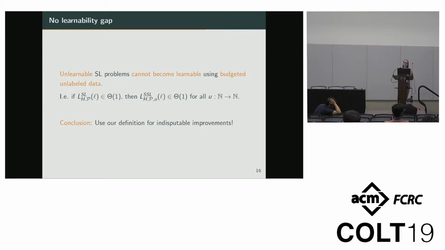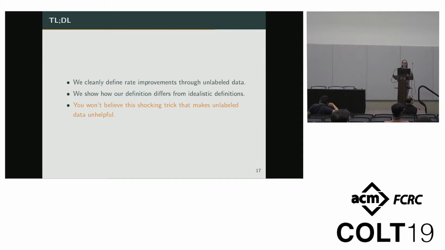The conclusion is, if you want to show that you have better rates through semi-supervision in an indisputable way, use our definition instead of using idealistic assumptions. And now for the party trick.